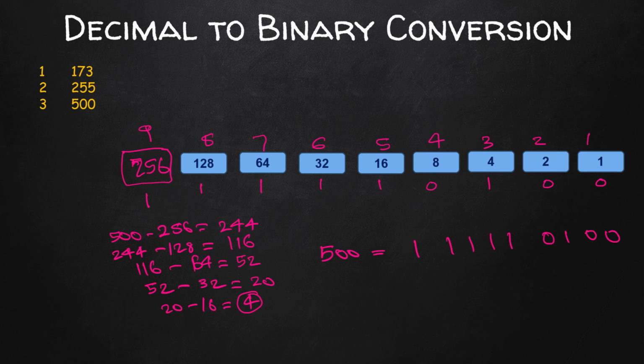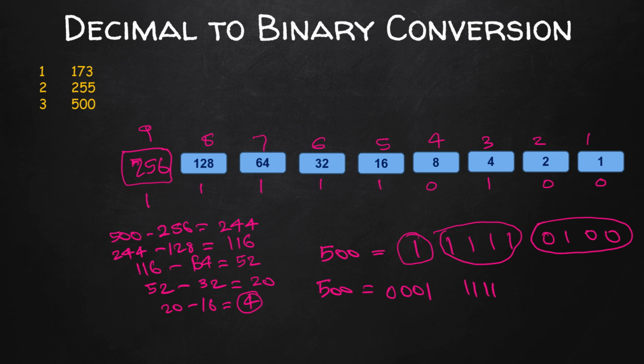And normally when we write the binary, we group 4 bits together. When we do that, this one is alone here. So this we can write as 0001 because it has the value of 1 only. Then the next group 1111, the next group 0100, and this is the binary conversion of decimal value 500.